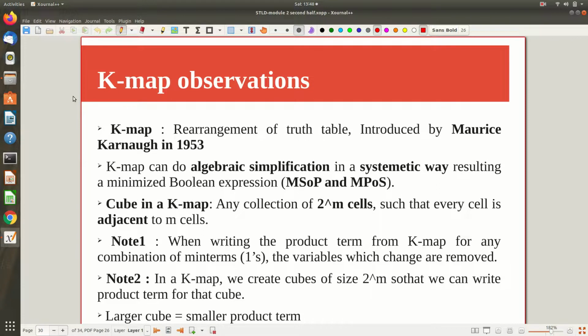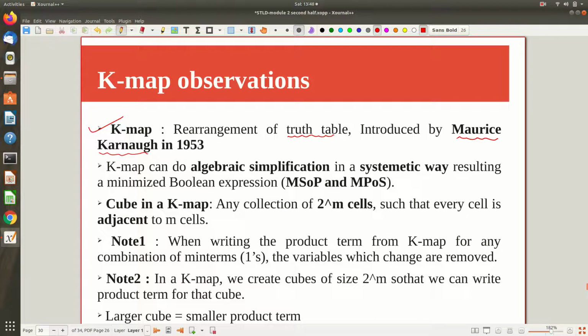So far we've seen many examples of K-map. You know how to come up with the 2 variable K-map, 3 variable and 4 variable K-map. Now you can see that this is actually a rearrangement of the truth table, right? So that is the first observation we had. The truth table itself we are visualizing in a different way, right? And it was introduced by a person called Maurice Karnaugh in 1953. So you can keep this factual information in mind.